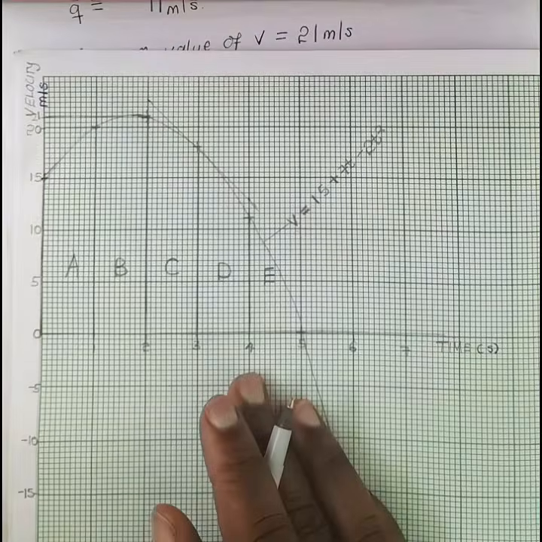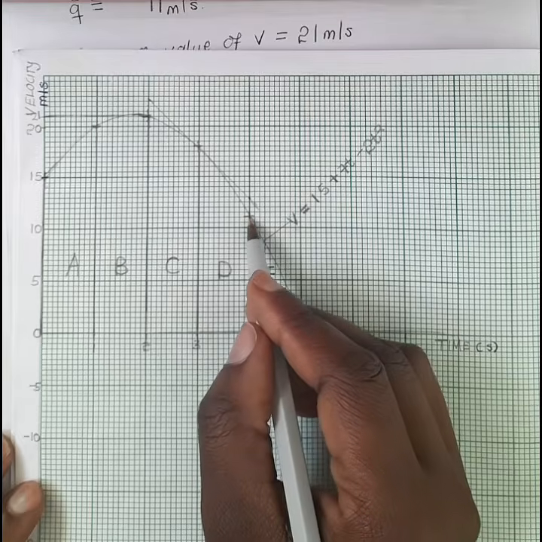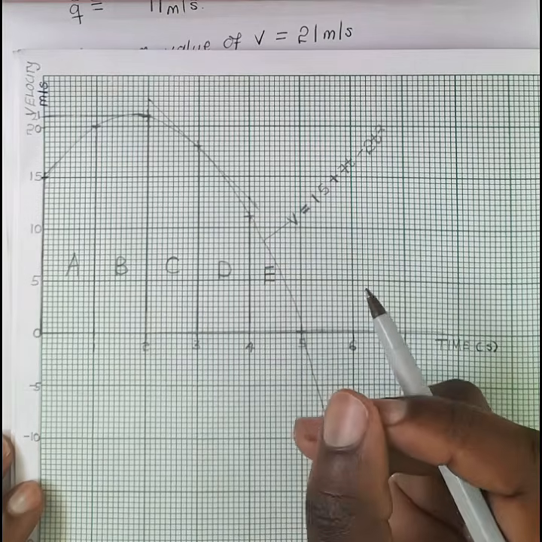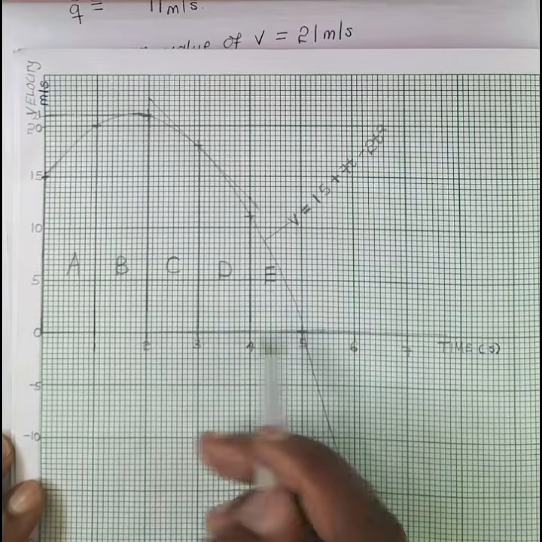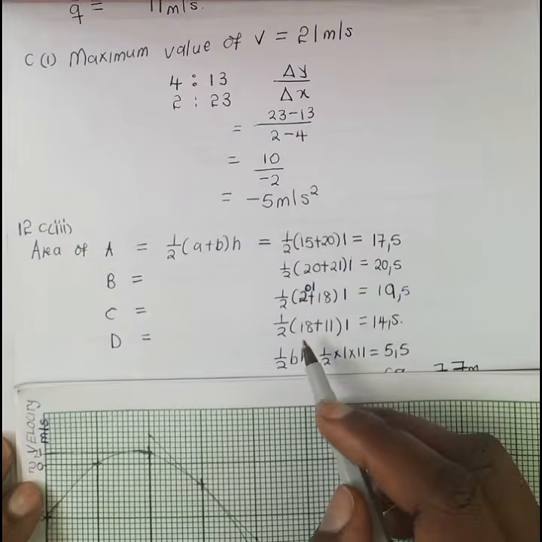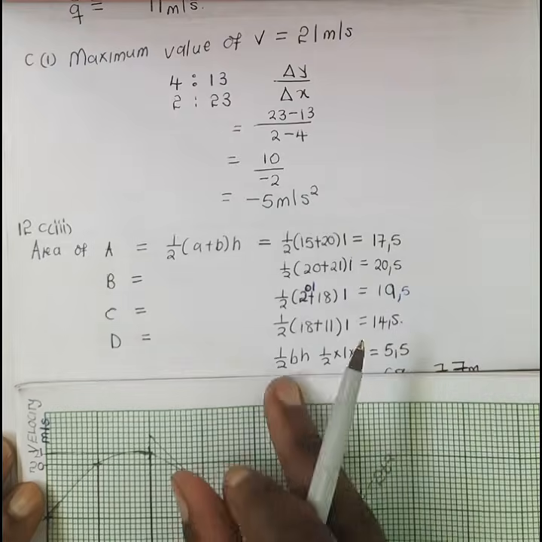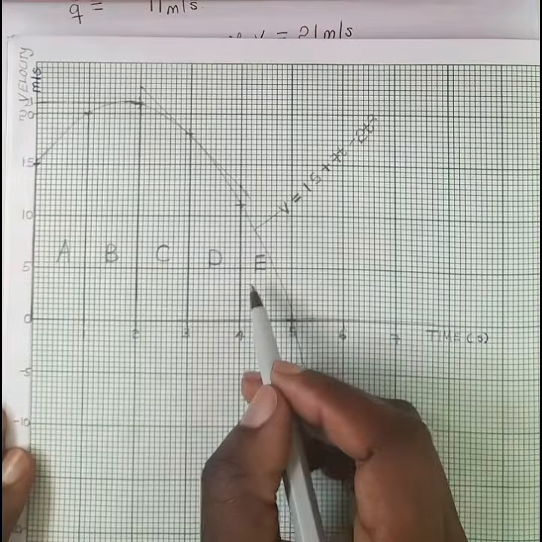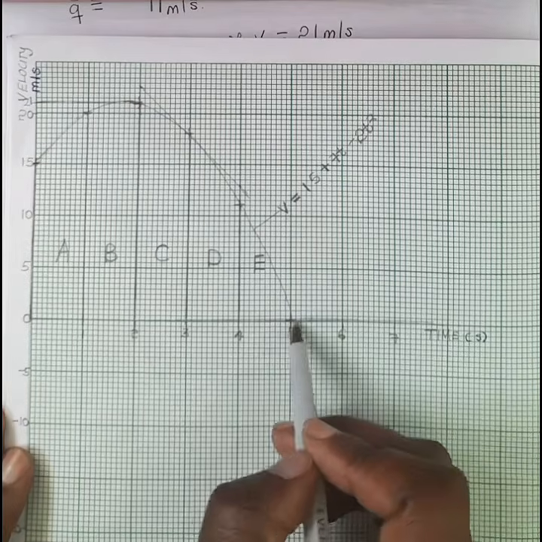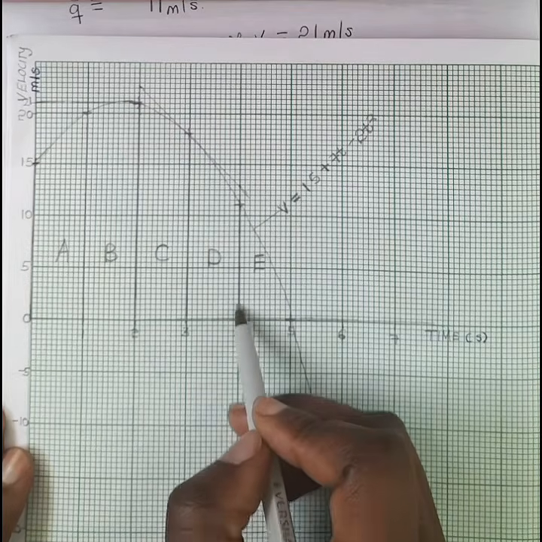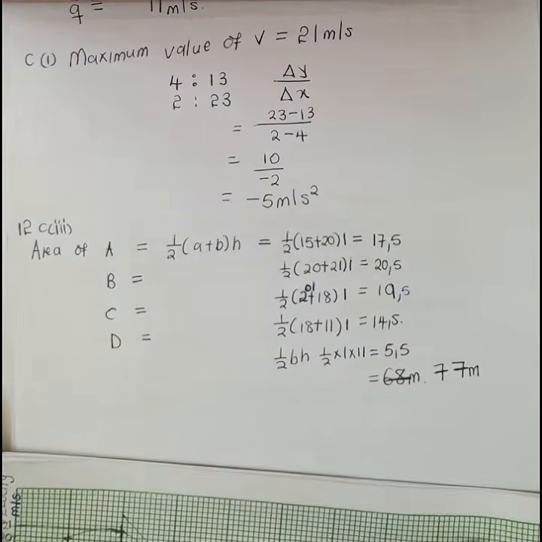And then next on D, this is our D. The height is 18 here, and then here it is 11. So we say half times 18 plus 11 times 1, which is equal to 14.5. And then finally, we have a triangle. We are going to say area of triangle is half base times height. This is our base, which is 1, and then the height is 11. So we say half times 1 times 11 in order to get 5.5.